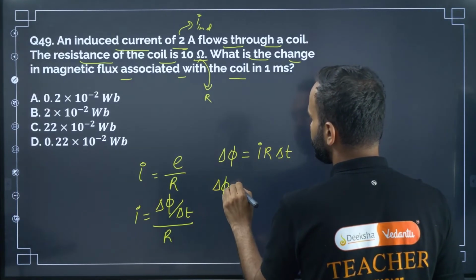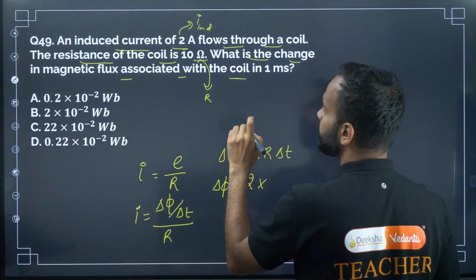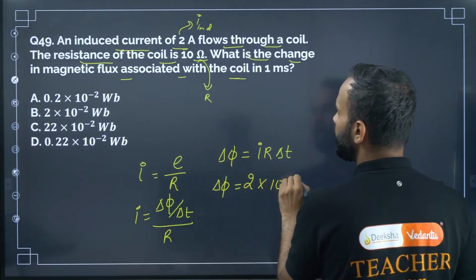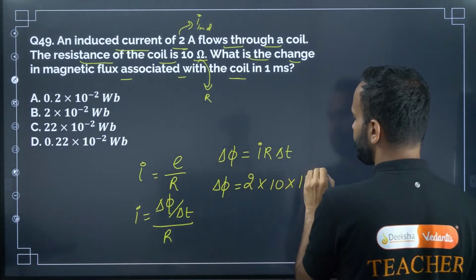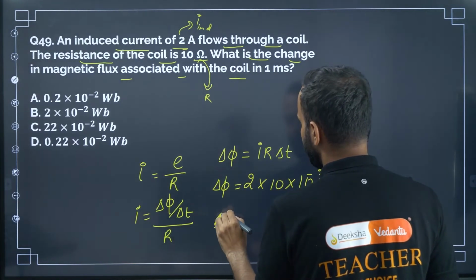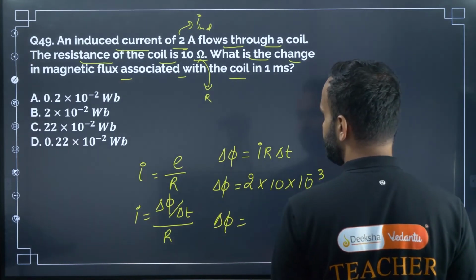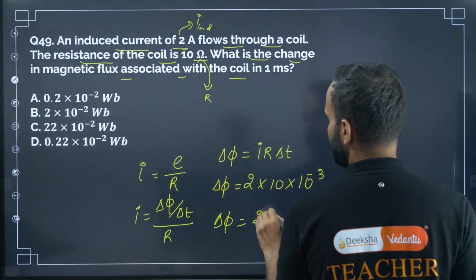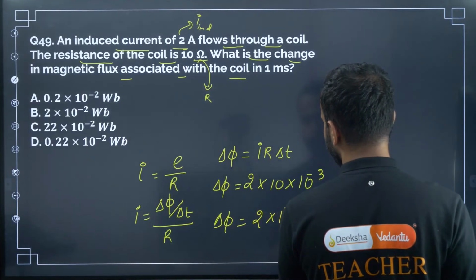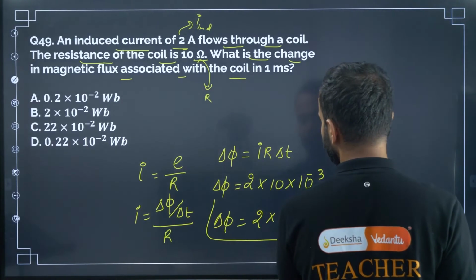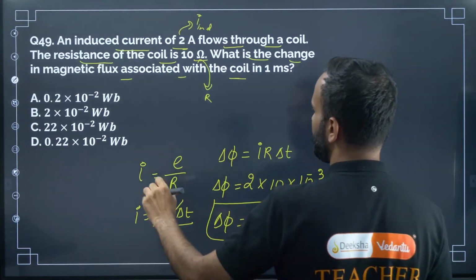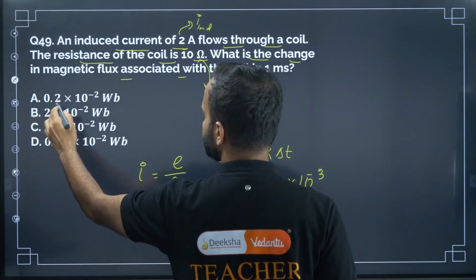So now delta phi equal to I is 2 ampere, R is 10 ohm, delta T is 1 millisecond, that is 10 to the power minus 3. So now delta phi equal to 20 into 10 to the power minus 3, right? So that is 2 into 10 to the power minus 2 Weber. This is the change in magnetic flux associated with the coil in 1 millisecond. So the correct option is B.